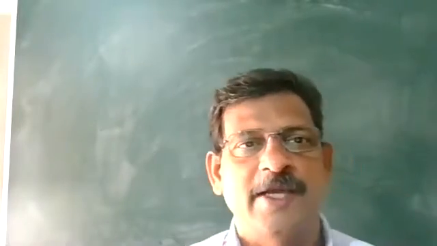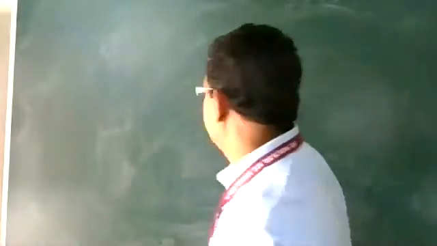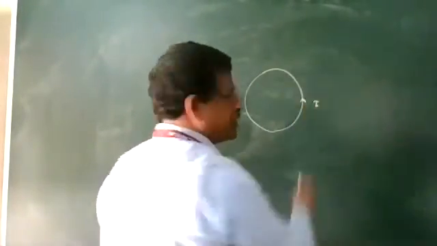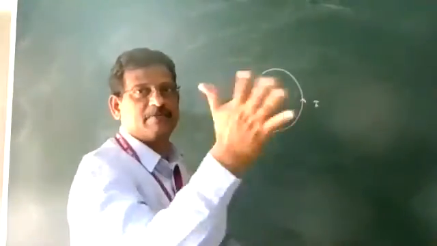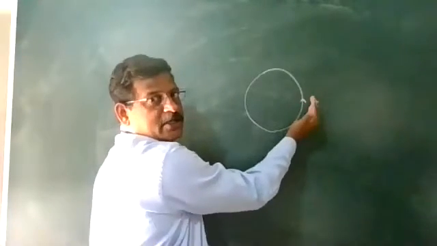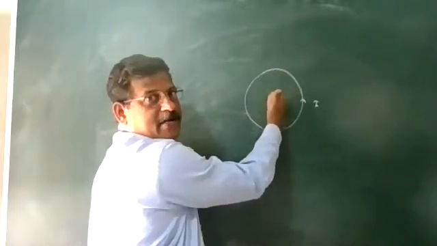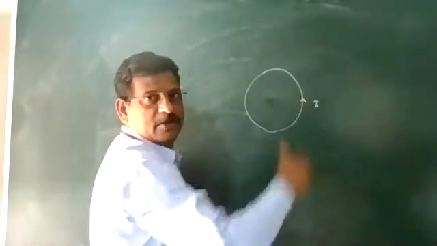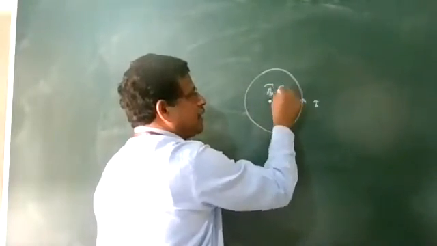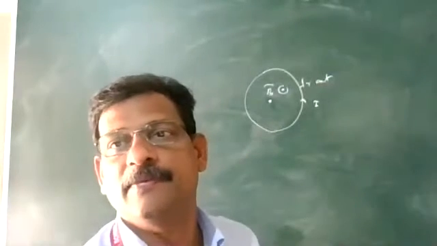Of course, you can use the right hand thumb rule to find it, but this right hand palm rule is also important. I am showing the diagram here. Suppose the current is going in the anti-clockwise direction. Using the right hand palm rule, the curvature of the fingers of the right hand goes in the direction of current. Then the thumb, held perpendicular, gives the direction of the magnetic field at the center. So the magnetic field at the center here will be perpendicular out. Remember the right hand palm rule.